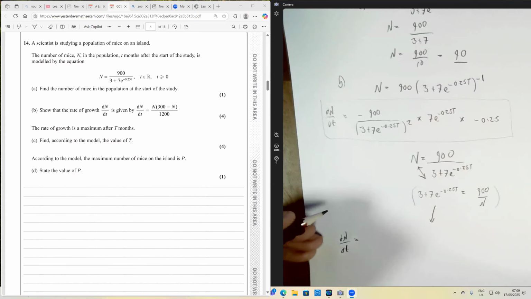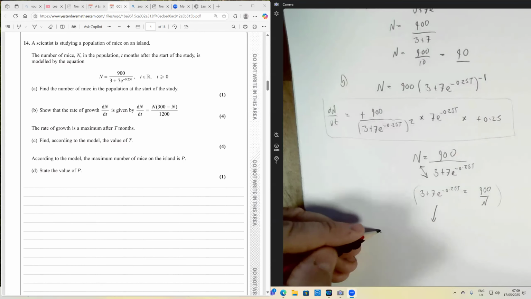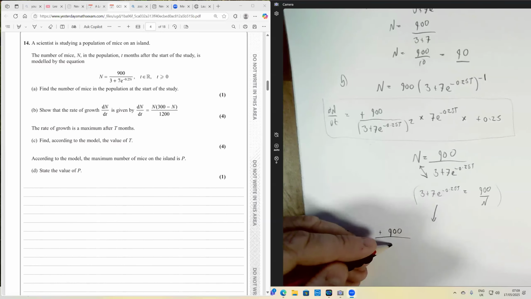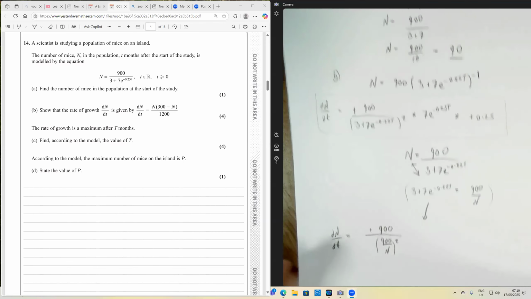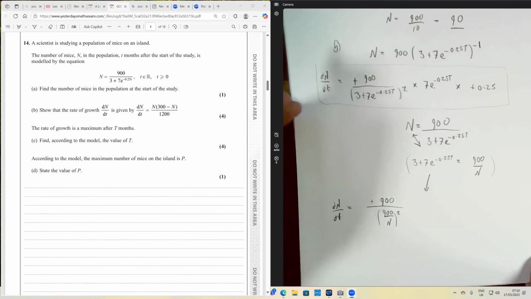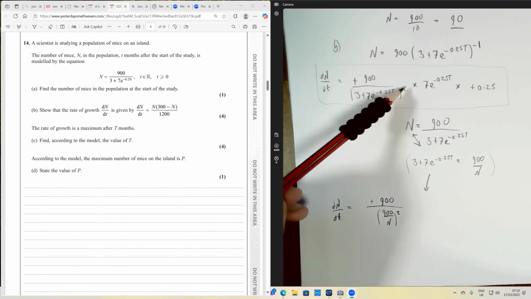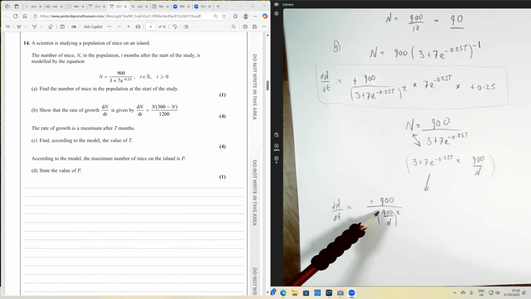Okay, so if I take that result and sub it into here, I can now get that dn by dt is equal to minus, well, that minus and that minus will cancel to give a plus. So it's plus 900 over 900 over n, all squared. Okay, so what's happened is I've just changed the 3 add 7 e to the minus 0.25t, squared, which is the same as 900 over n, just from the original equation. So I've now got that dn by dt is 900 over n all squared.